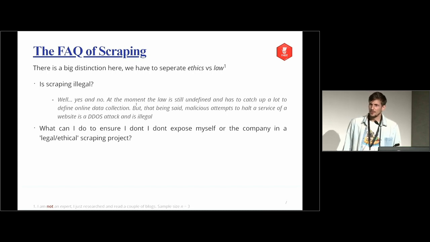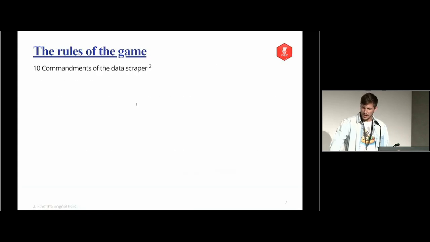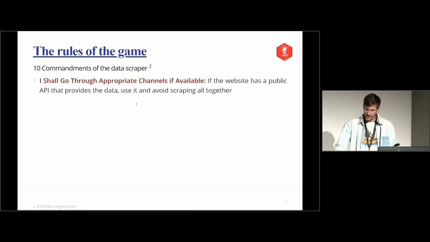And then if you are working at a company, one of the topics that always comes up is how can I make sure I don't expose myself or the company in unethical ways? Well, personal data is a big no-no. If you're collecting from a website and there are things like emails, contact numbers and names, just never touch those. You can get in quite a lot of trouble. There was a blog written a while back, and you can find the link there, and I think this blog has become known as the 10 Commandments of scraping.